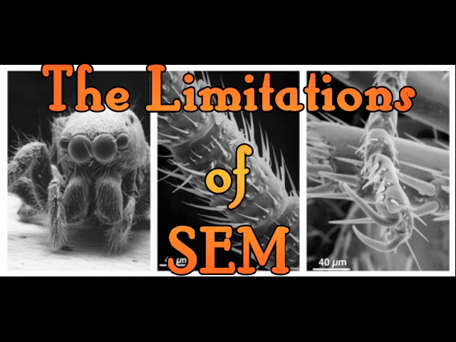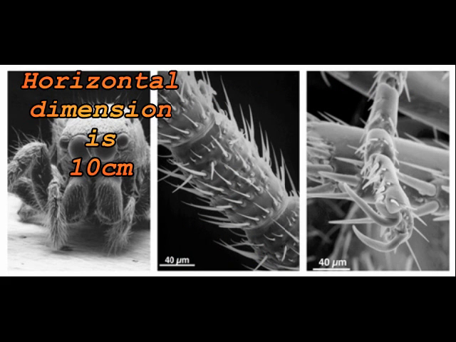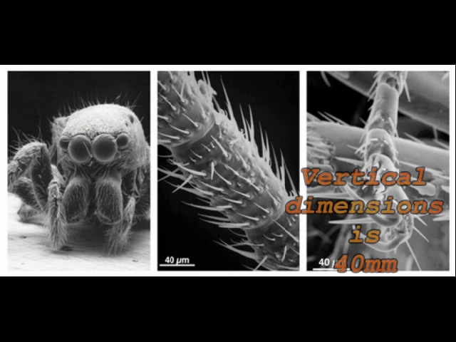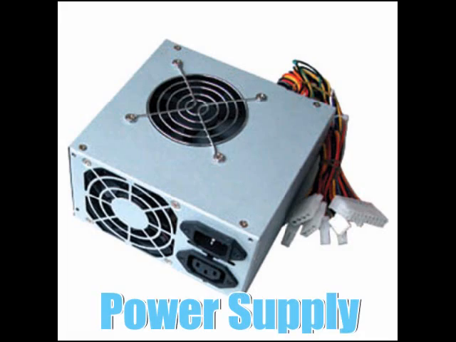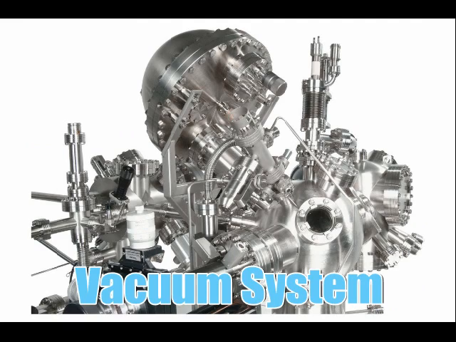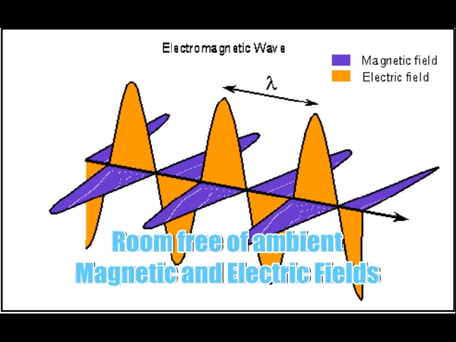The limitations of SEM are that samples must be solid and they must fit into the microscope chamber. The maximum size in horizontal dimensions is on the order of 10 cm, and in the vertical dimension is 40 mm. The requirements for SEMs to run are power supply, vacuum system, cooling system, vibration-free floor, and a room free of ambient magnetic and electric fields.